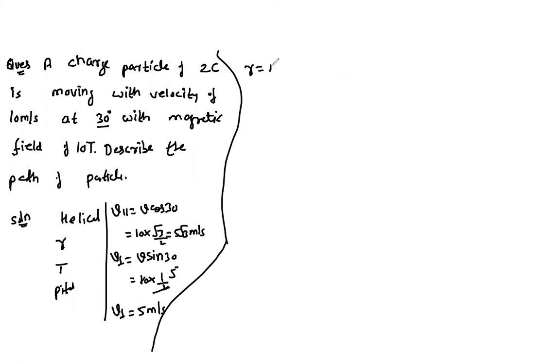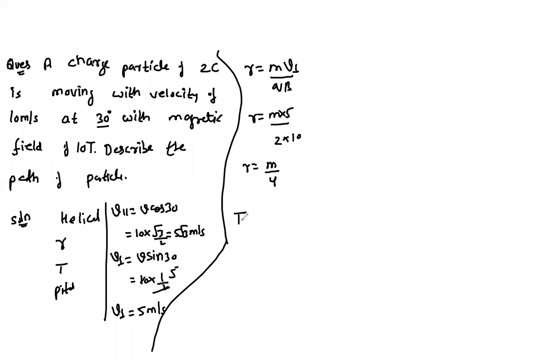So your radius is mv perpendicular by qB. So mv perpendicular is 5. Your charge is 2 coulomb. Your magnetic field is 10 Tesla. Yes, it comes out to be m by 4.